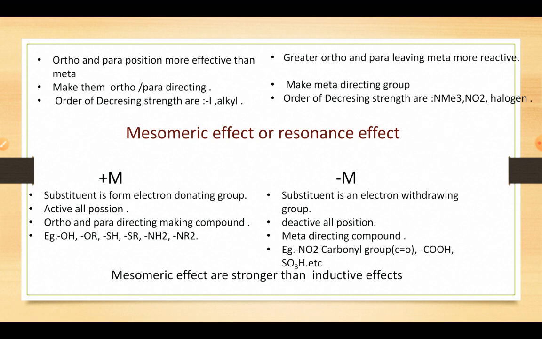The order of decreasing strength is alkyls. The order of decreasing strength for negative inductive effects is halogens and nitro.